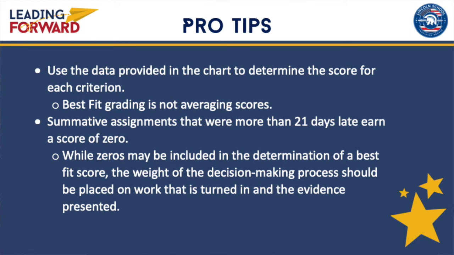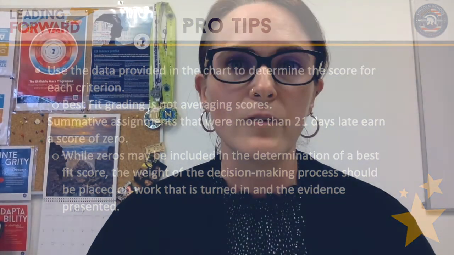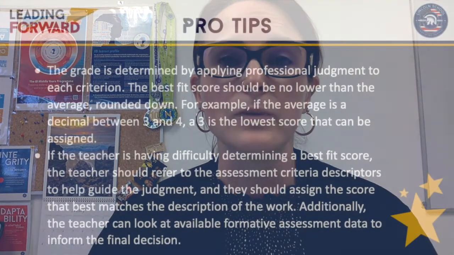But look at the data, determine what you need to see, and sometimes you may need to go back to the MYP subject guide, to the assessment criterion, and read the descriptors for each of the levels. Summative assignments that were more than 21 days late earn a score of 0. While zeros may be included in the determination of a best fit score, the weight of the decision-making process should be placed on work that is turned in and the evidence provided. The grade is determined by applying professional judgment to each criterion.